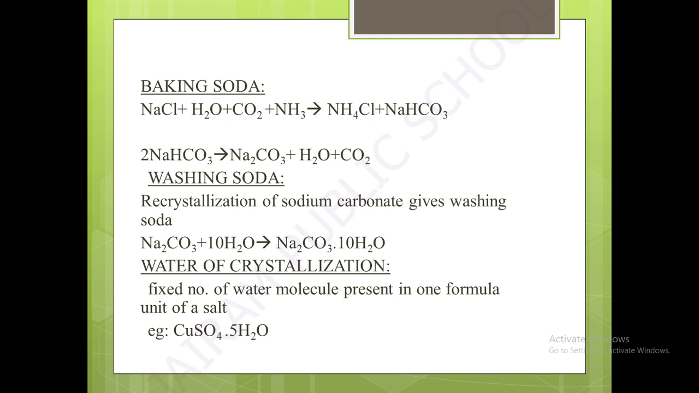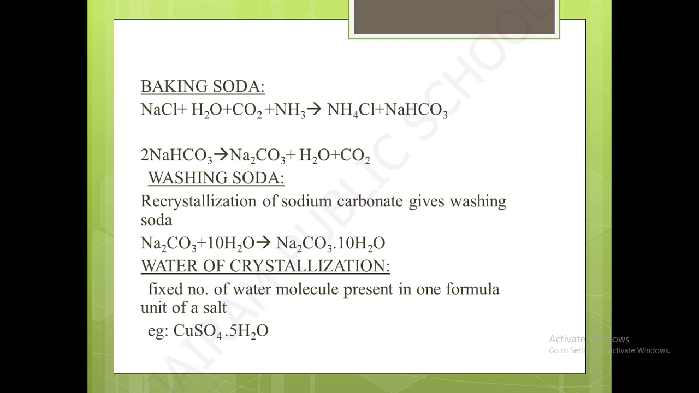The next topic we are going to see is washing soda. The sodium carbonate obtained in the above reaction, that is in the baking soda reaction, we recrystallize to give washing soda. If that sodium carbonate reacts with water, the product obtained is Na2CO3.10H2O. This is called washing soda.